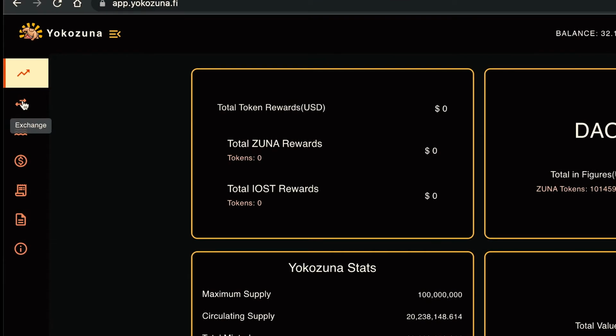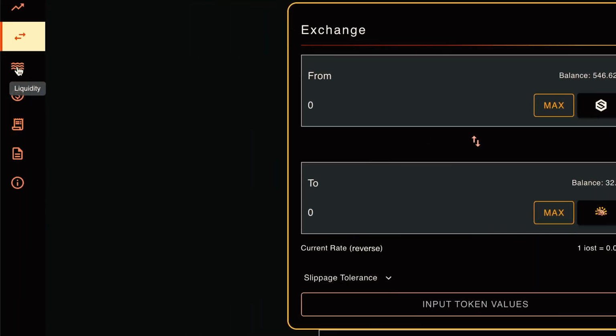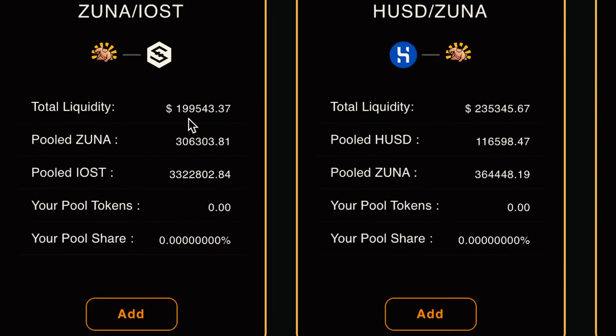It was very simple to use. Once you have iWallet installed on Chrome, and you have money in there, you can actually go right here and exchange right for Zuna Tokens. And over here, we have the liquidity pool. What I love seeing, especially to start, they got almost $200,000 in this liquidity pool.